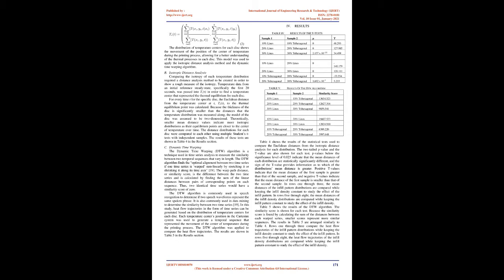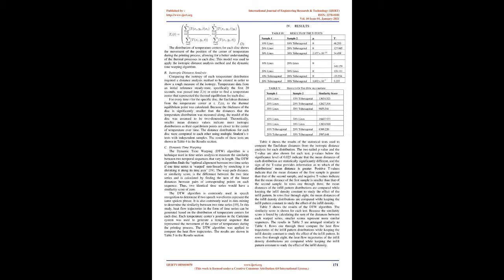Taking the temperature-weighted mean of the (x, y) pairs for every time t for a single disk yields a distribution of temperature centers that can be described by the function Tc(t), that returns a coordinate point. The distribution of temperature centers for each disk shows the movement of the position of the center of temperature during the printing process, allowing for a better understanding of the thermal processes in each disk. This model was used to apply the isotropic distance analysis method and the dynamic time warping algorithm.